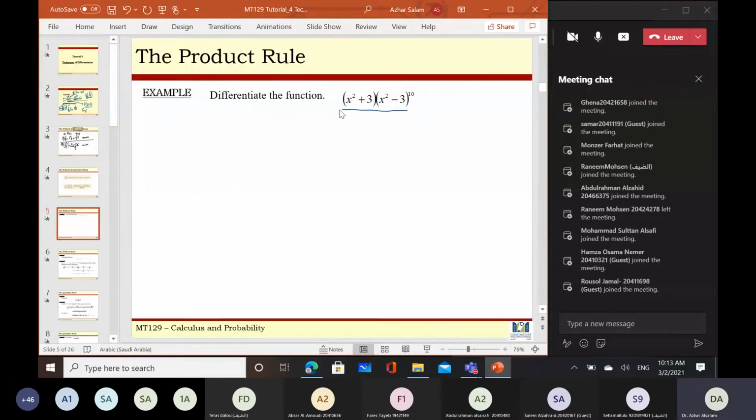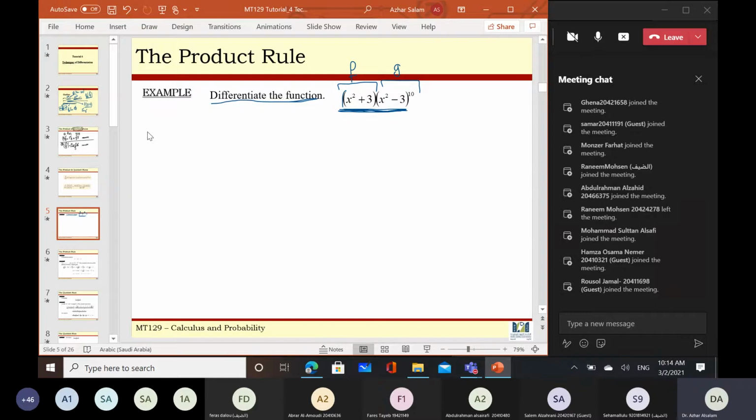Okay, I have this function here. This is the given function. I noticed that it's two brackets multiplied together, so this is a product between two functions. Notice first the question: differentiate the function. This is how the question will be. The first bracket, the first part, I will deal with as function f, and the second bracket with the power 10 will be the second function, g.